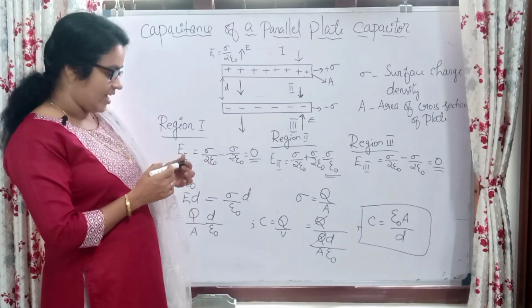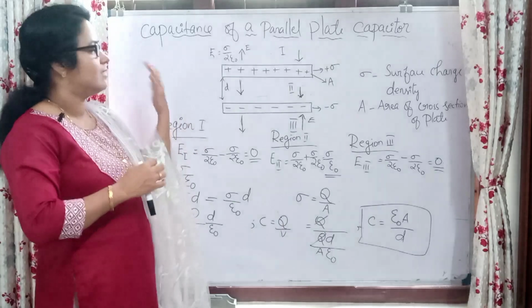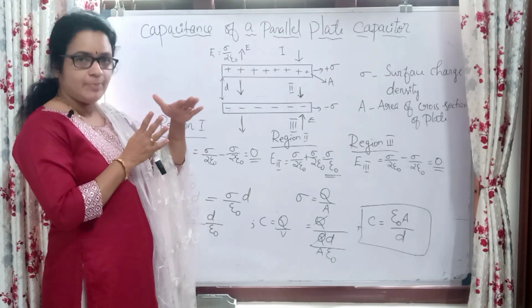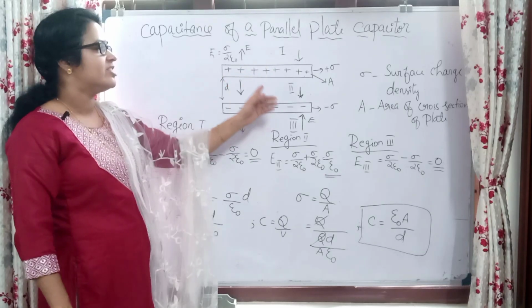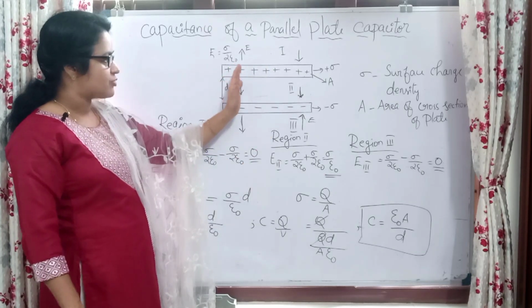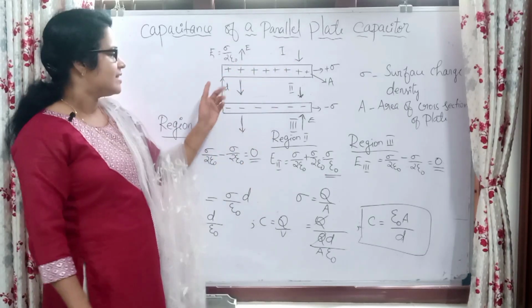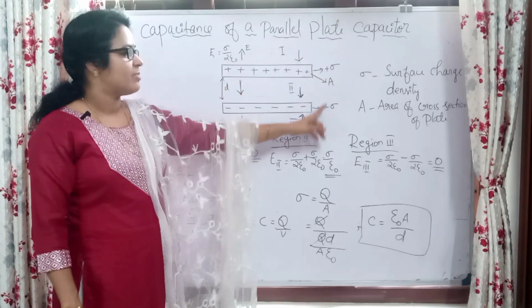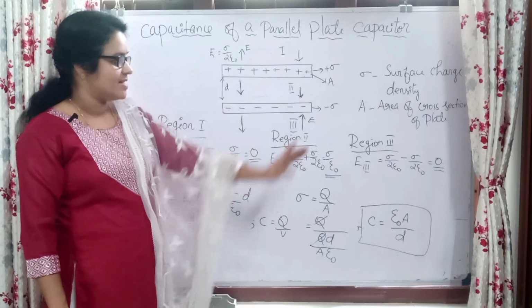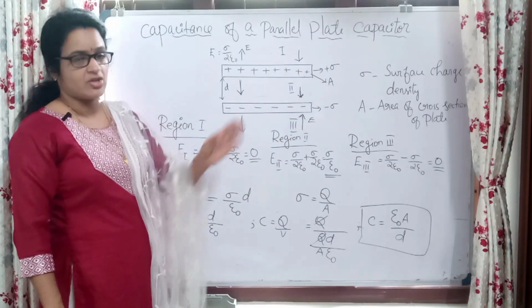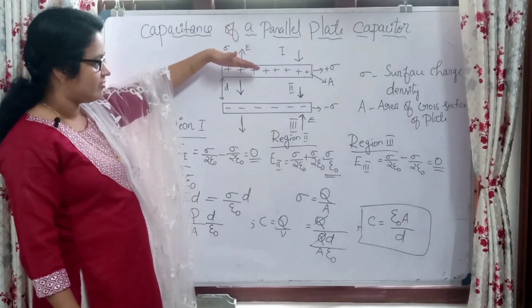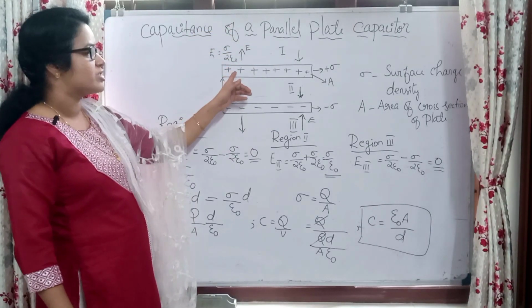So what we have done here, I will just have a quick review. Here we are taking two parallel plates and we divide the region into three. First of all we have to find the electric field. The distance of separation is D, plus sigma and minus sigma are the surface charge densities, and A is the area of cross section of the plates. And in region 1, the fields 1, 2 and 3 are there due to positive charge.